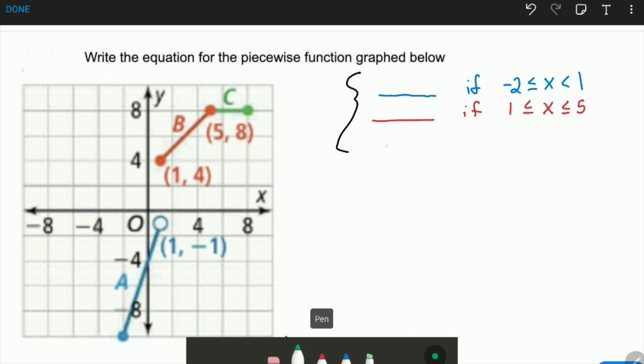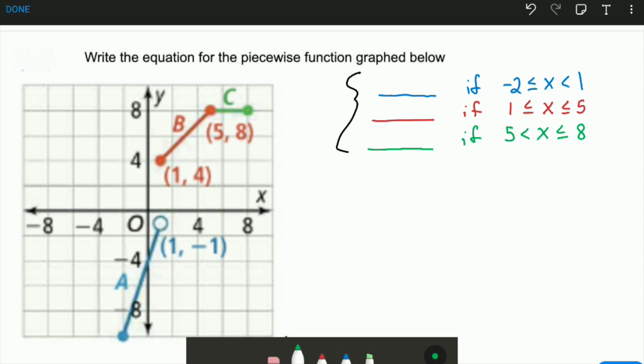Finally, for the green piece, once again we have an equation. If we're starting at 5 for the green piece, remember x values here, and since we already used the x value of 5 for the red piece, we're not going to include it here, even though it does give us the same value. And then this green piece ends at the x value of 8. So less than, and it's a solid dot, so equal to 8. So there's the domain set up for each of the different pieces.